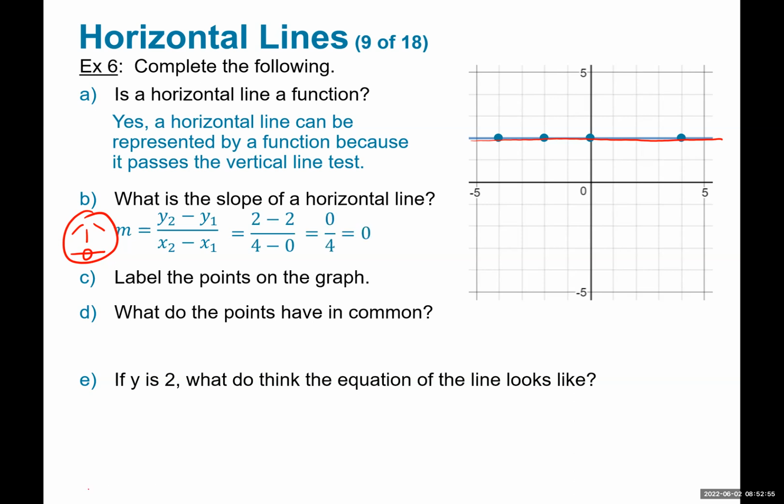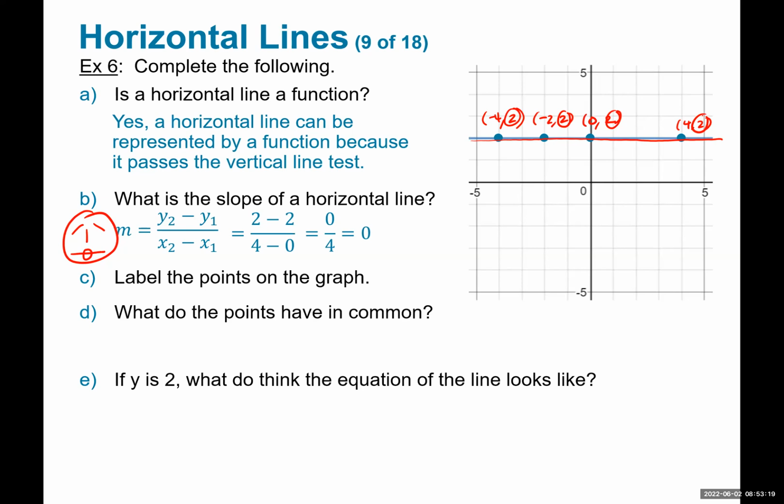Label a point on the graph. So let's just label one. Here we go. 0, 2. Another one is 4, 2. -2, 2, -4, 2. What do they all have in common? Well, they all have 2's.